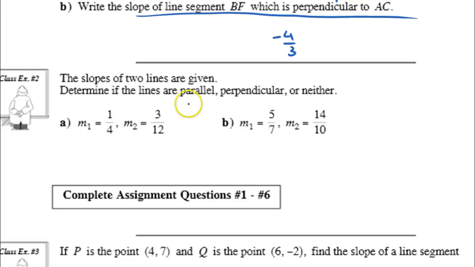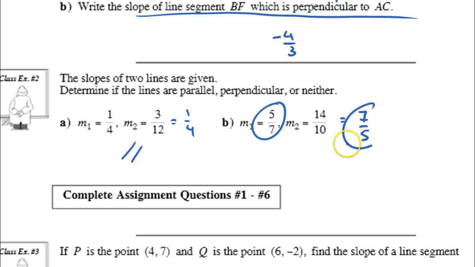Determine if the lines are parallel or perpendicular or neither. Well, I can simplify that to 1 over 4. So the lines are parallel. I'll write it like this, parallel. And here I have 5 over 7, and again, I'm just going to reduce this to 7 over 5. Oh, look at this. This is where you might get confused. It looks like they're perpendicular, but they're not, because they're both positive, and that cannot happen. So they're not perpendicular. They're actually neither, okay, for that one.